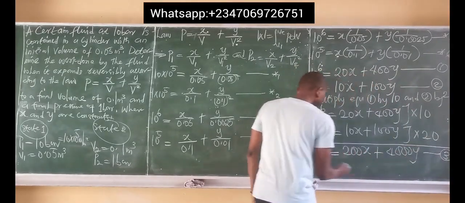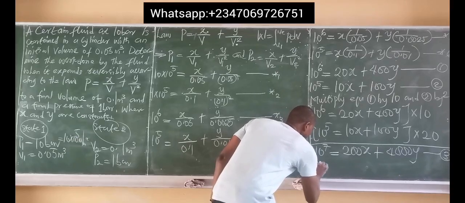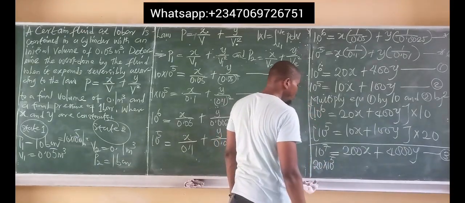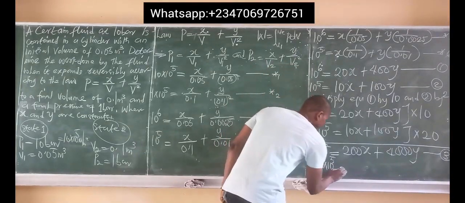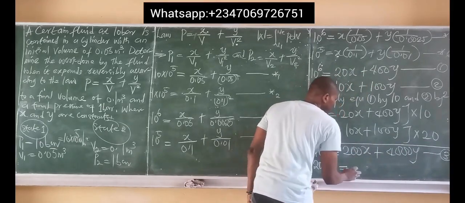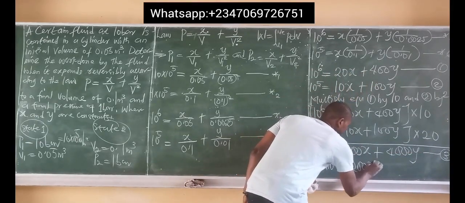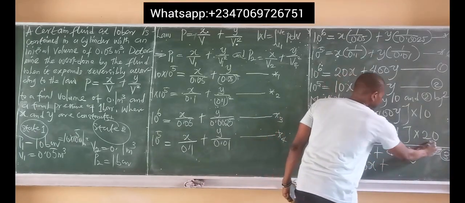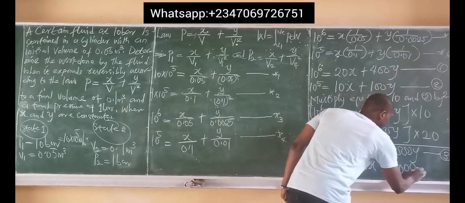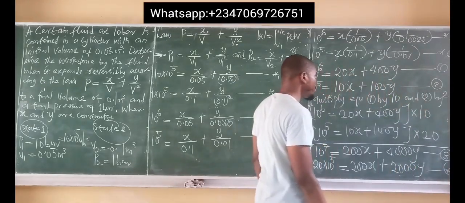Also, 20 times 10 to the power of 5 will give us 20 by 10 to the power of 5, or simply 2 by 10 to the power of 6. And this is equal to 20 times 10x, which gives us 200x, plus 20 times 100y, which gives us 2000y. Call this equation 4.